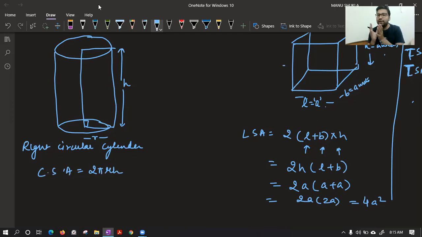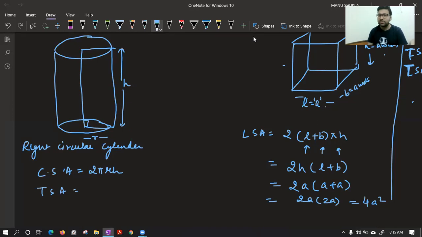Try to understand the curved surface and the lateral surface are similar things. The difference is we use curved surface area for curved surfaces like cylinder, like sphere, and for cuboid and cubes we call it lateral surface. The thing is the same. Okay. Second thing is total surface area.